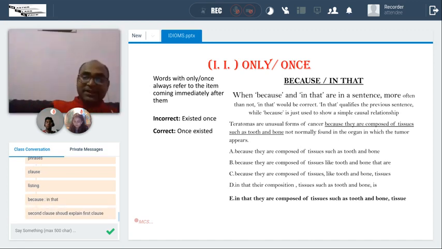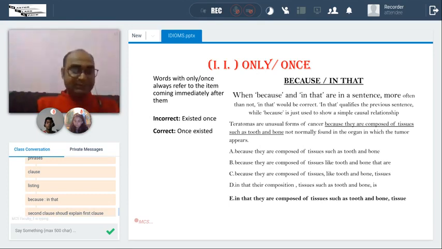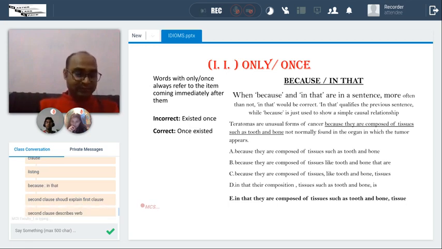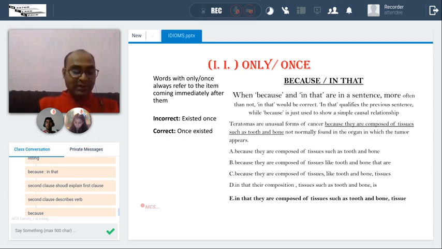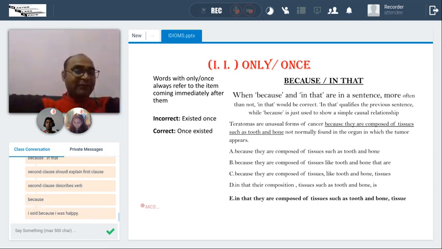So whenever we talk about "in that case," the second clause should explain the first clause. And one more thing: if the second clause describes a verb, in that case it should be "because." Example: I said because I was happy. So look at the second sentence. "I was happy" is describing the reason of "said," right?